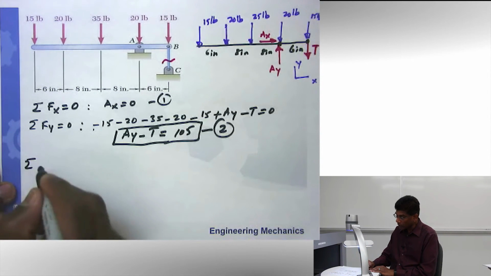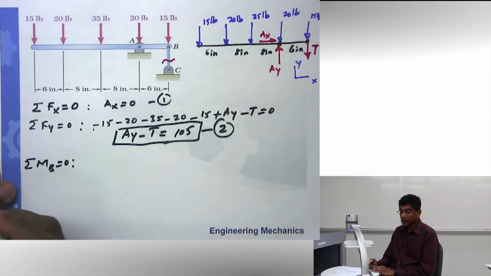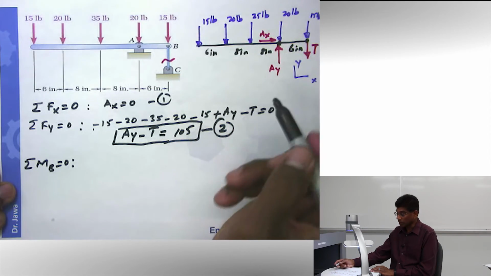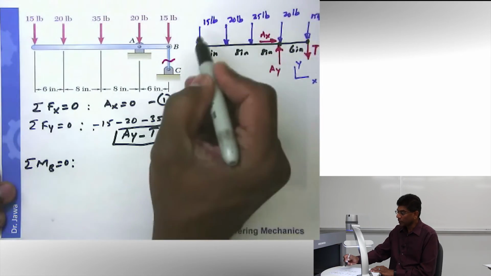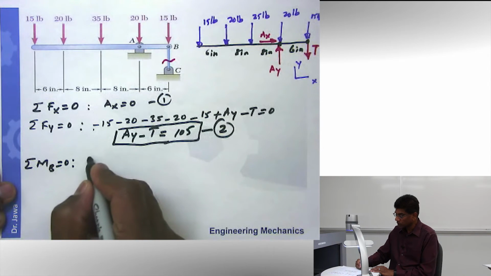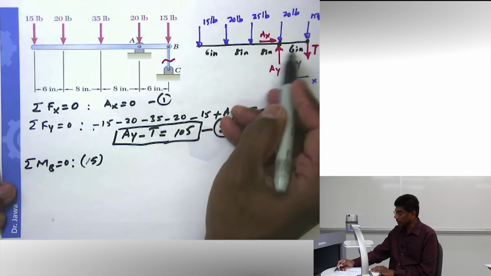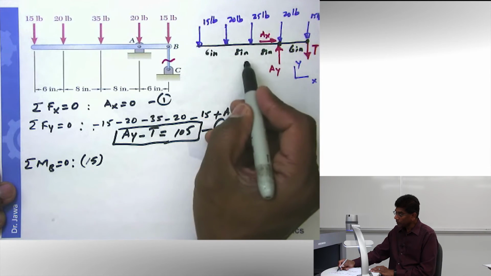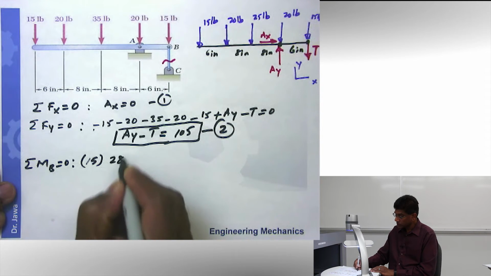So let's take moment about point B equal to 0. I'm going to start at one end and keep going, so I'm not going to miss any forces in the process. The 15-pound force gives you a counterclockwise moment, as you can see. So it is 15 pounds times this distance, all the way from here, 6 plus 8 plus 8 plus 6. That would be 8, 8, 16, 28 inches.